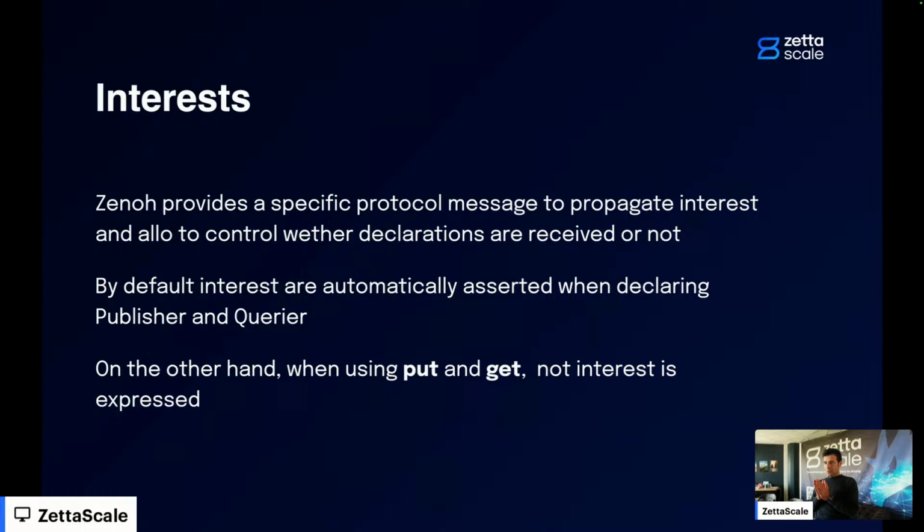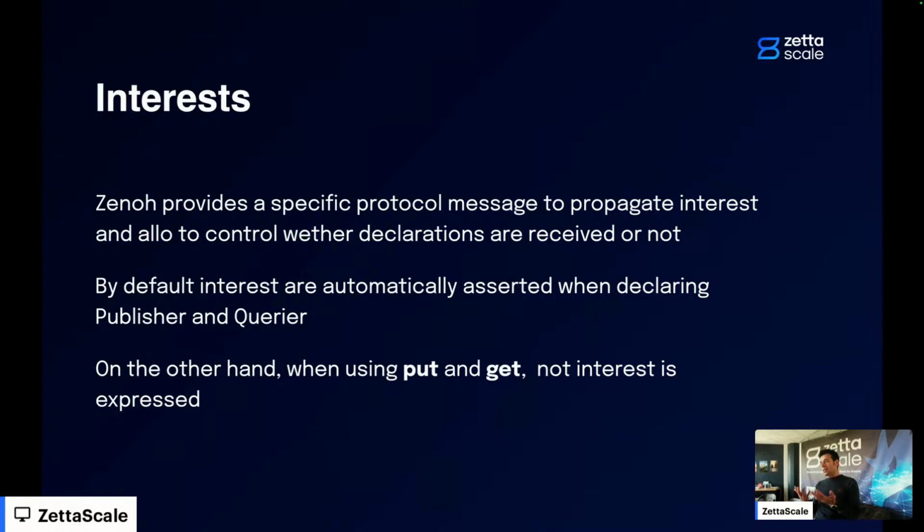And by default, interests are automatically asserted when declaring a publisher or a querier. So when you declare a publisher in Zenoh, the publisher declares an interest that says, hey, whatever is upstream, please inform me on any declaration that matches my publication key expression. Same thing for a querier. Why is that done by default? Because that way the publisher can avoid sending data on the network if there is no matching interest. On the other hand, whenever you use a put or a get, no interests are expressed.